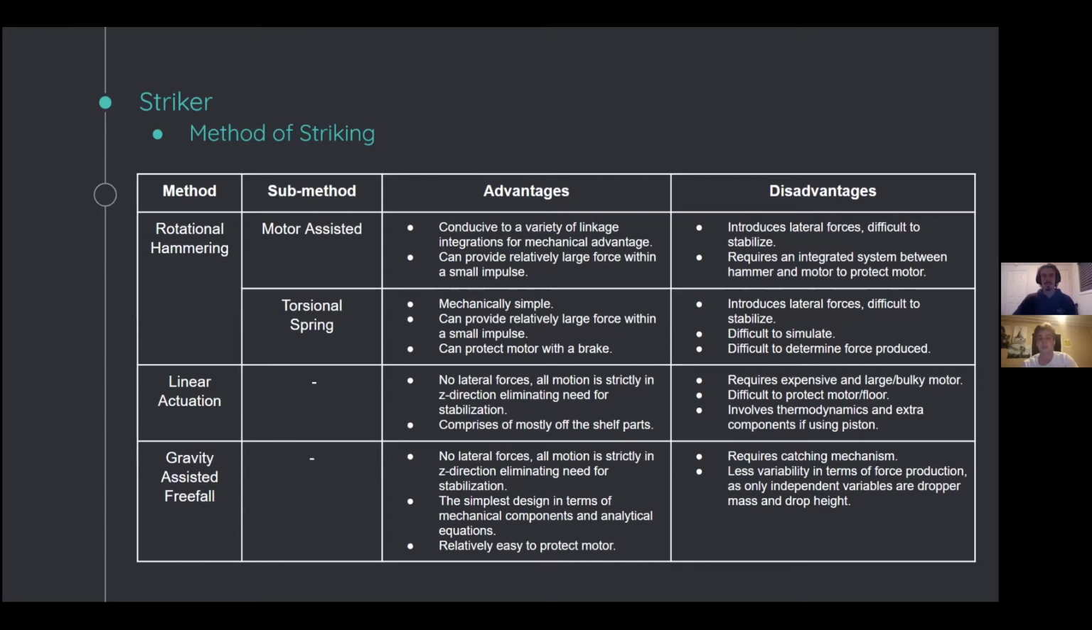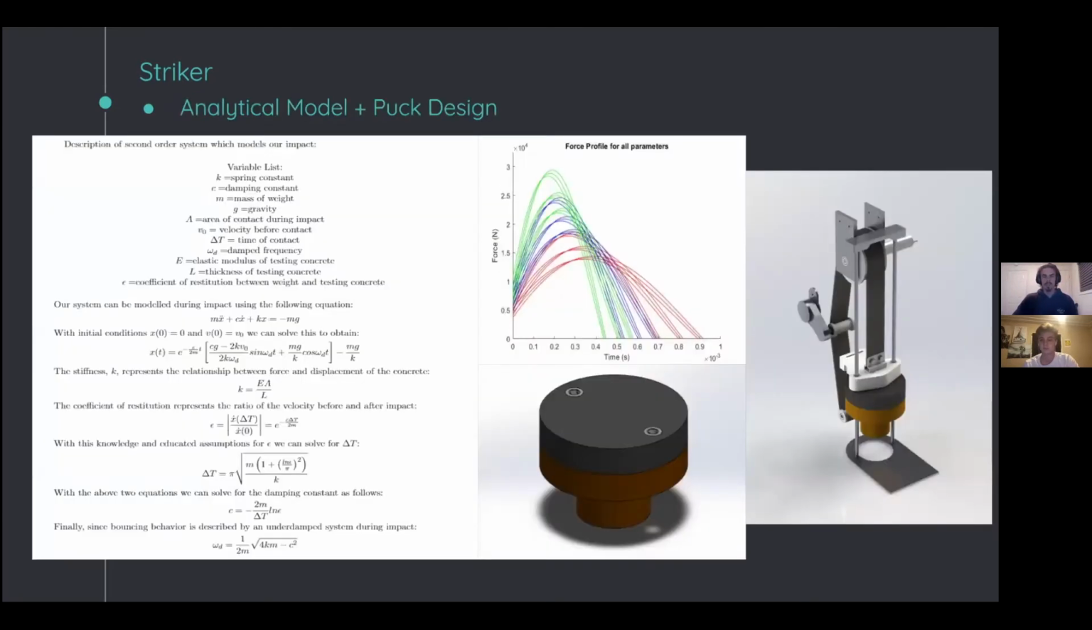This method was appealing in nearly all aspects, combining the advantage of pure z-directional motion, hence no need for a stabilization mechanism, with the simplicity of the motion analysis of a free-falling object. For our design, we found that we could achieve these design parameters by dropping a 2.7 kilogram weight from about 8 inches up to the ground.